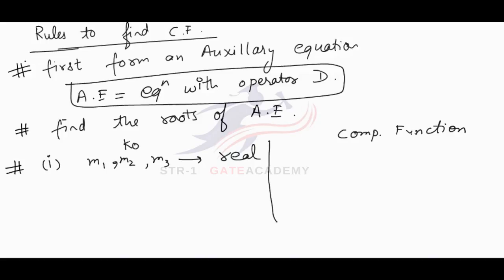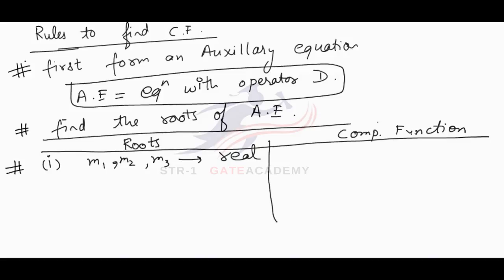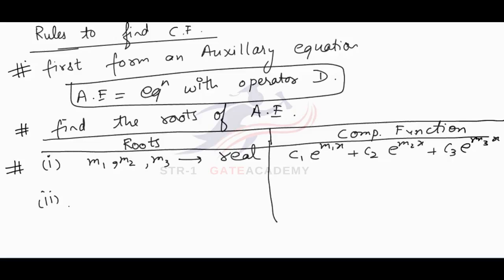These are roots. And the complementary function will be c1 e raised to m1x plus c2 e raised to m2x plus c3 e raised to m3x. Second case, if these are real and different. If the roots m1, m2 are real and equal, then it can be written as c1 plus c2x.